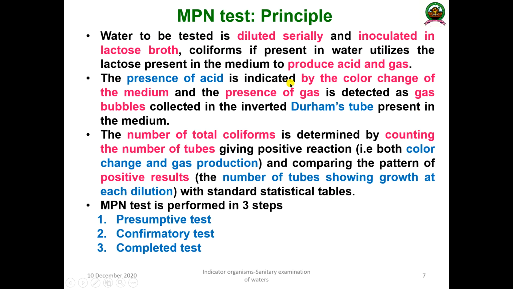Now, what is the principle of the MPN test? This is very, very important. Whatever water you want to test, you take a sample in a small bottle. You can take 100 ml of water in a small bottle from a pond, from a tap, from a well, wherever you want. Any water you can take.